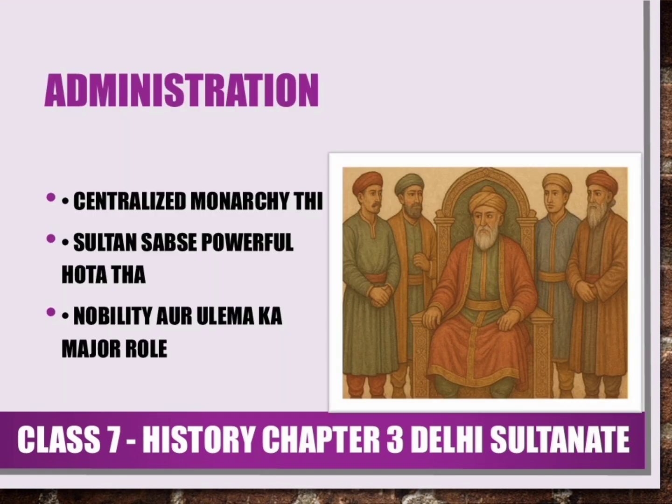The Sultanate followed a centralized form of monarchy. The Sultan held absolute power. Nobles and religious leaders like the Ulema played an important advisory role. The empire was divided into provinces managed by governors.